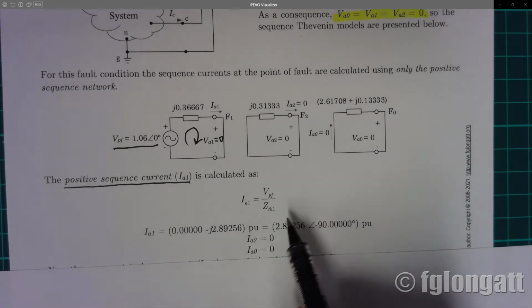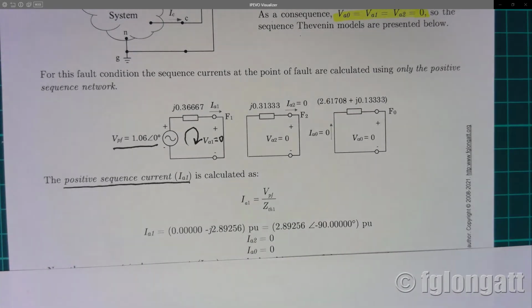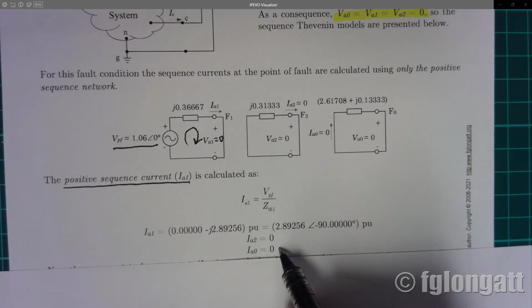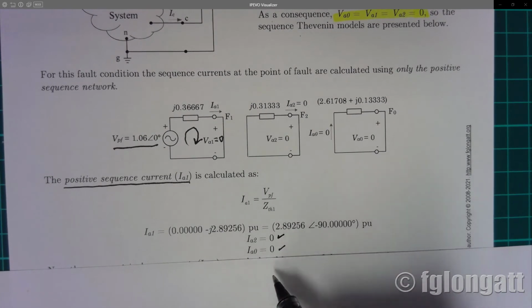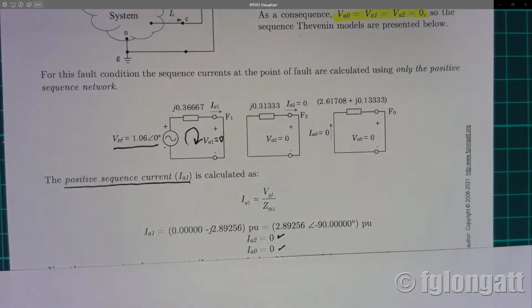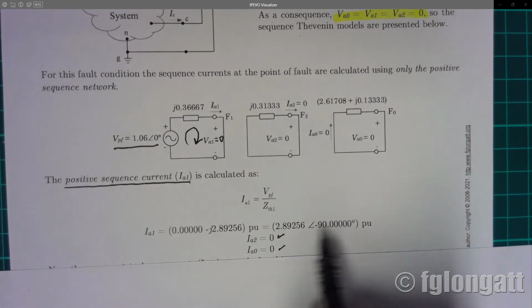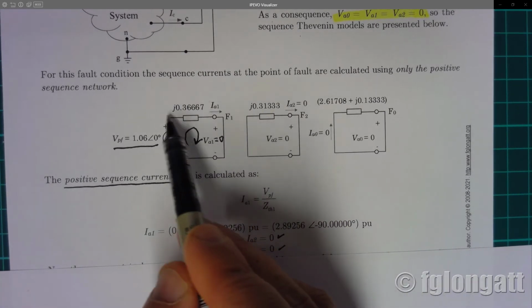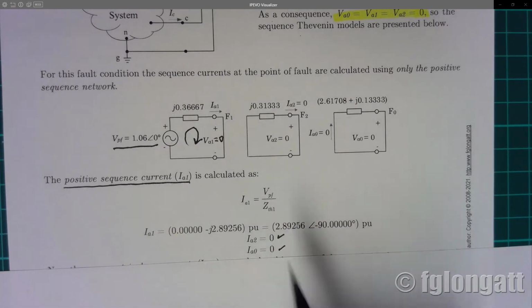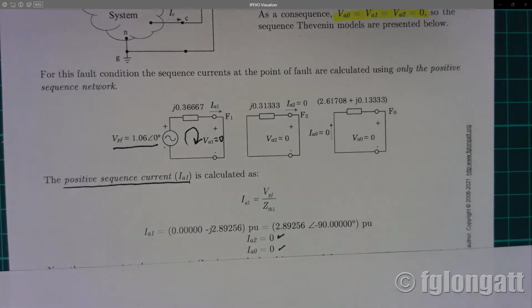Well, if we put the numbers together, we obtain what we were talking about: zero sequence and negative sequence currents, both of them are 0, and there is only positive sequence. Okay, as you can see, the angle of this positive sequence current is minus 90 because it's coming from this j that is inside the denominator, at the Thevenin impedance, okay?